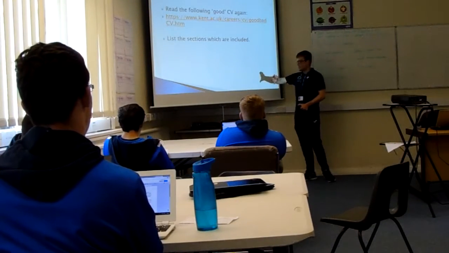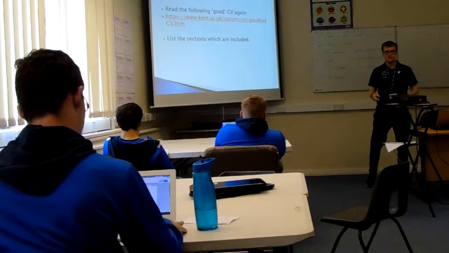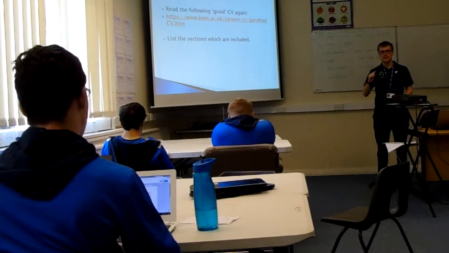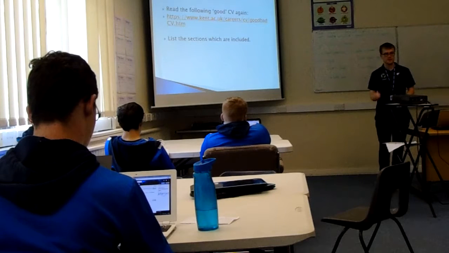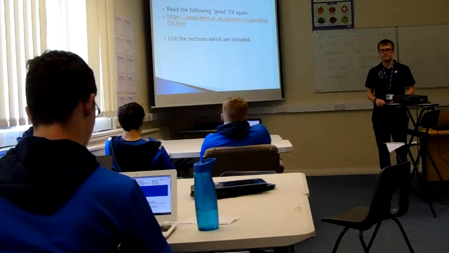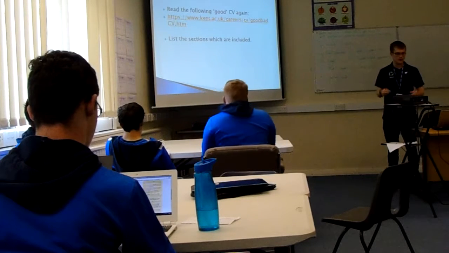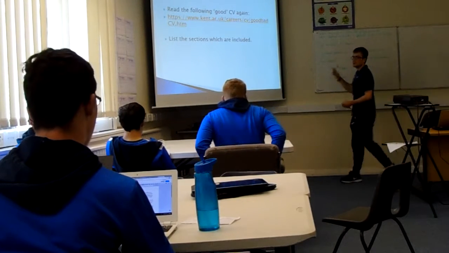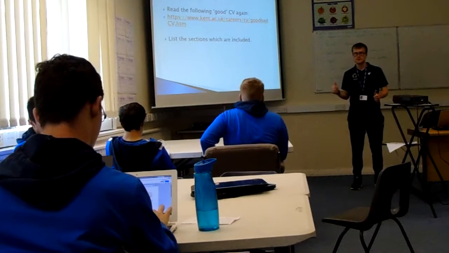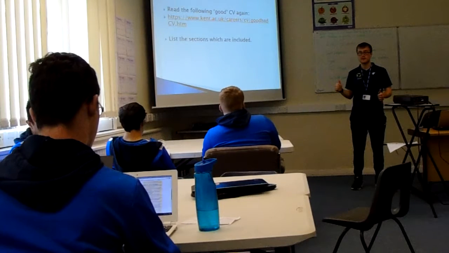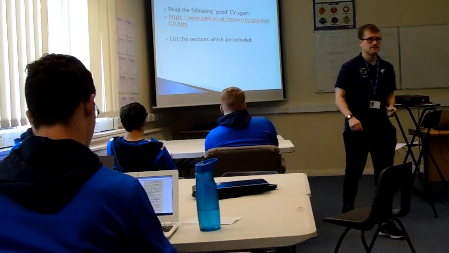So what I want you to do now, quick task, 1 minute. Okay, so go back on the first CV we looked at, so Man Be Good, and just list the sections which are included on the CV. Okay, because they're the sections we're going to use to create our CV. Alright, so for example, the first section would be the name, address, mobile number, and email address. That would be personal details. Okay? Does that make sense? Nod your head if it makes sense. Good. 1 minute, off you go.